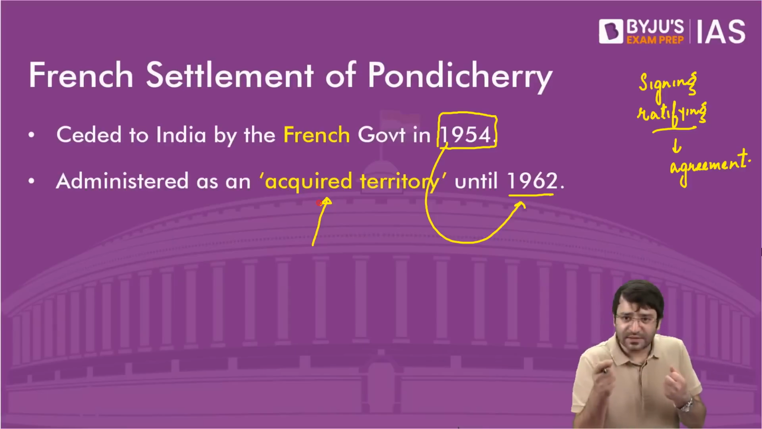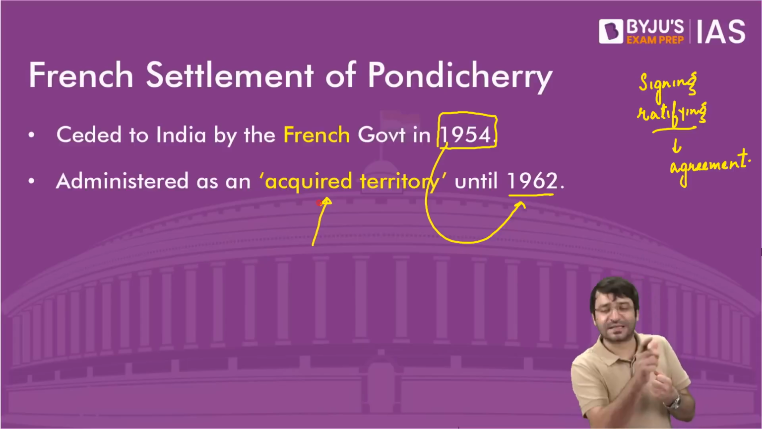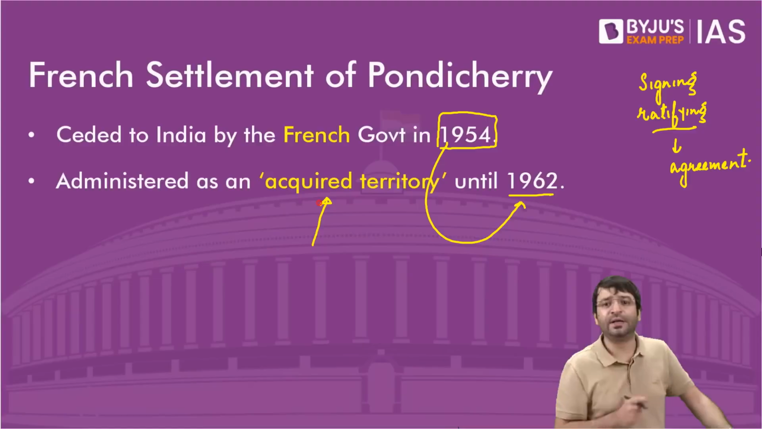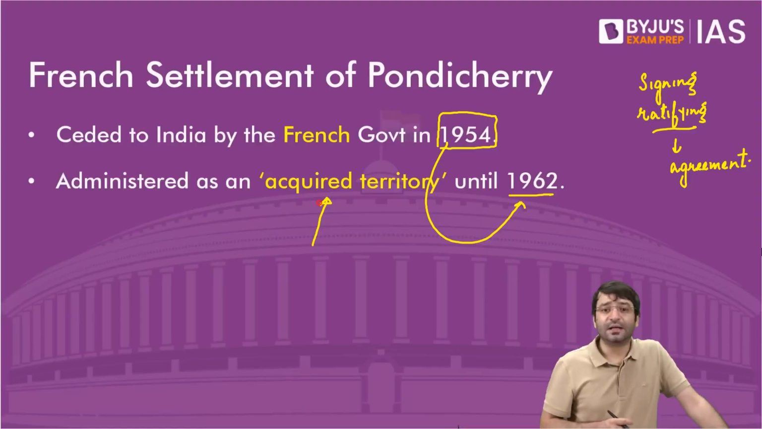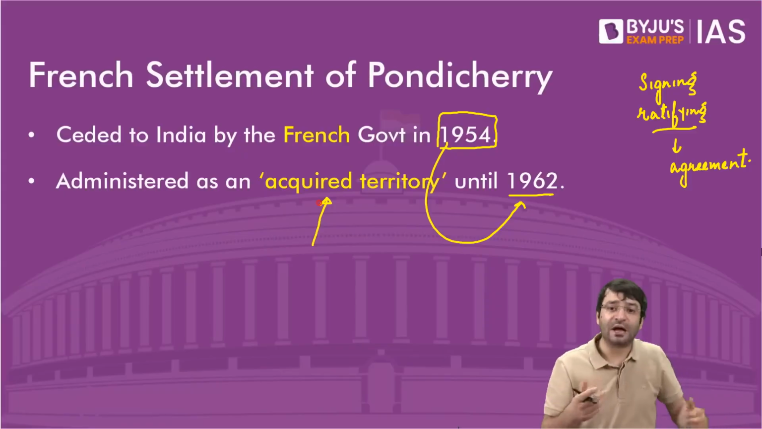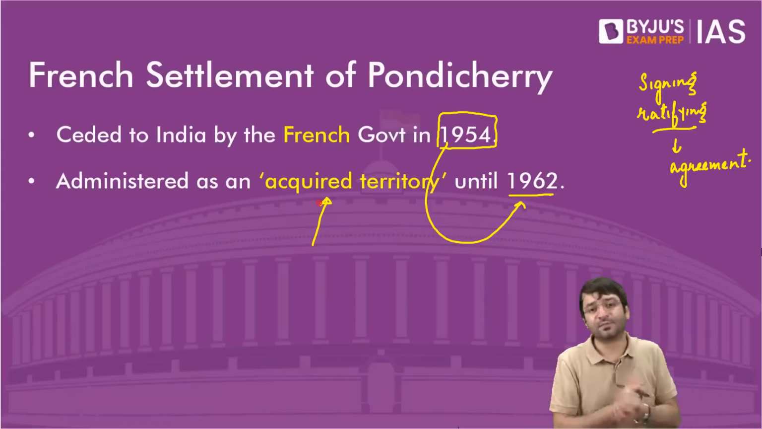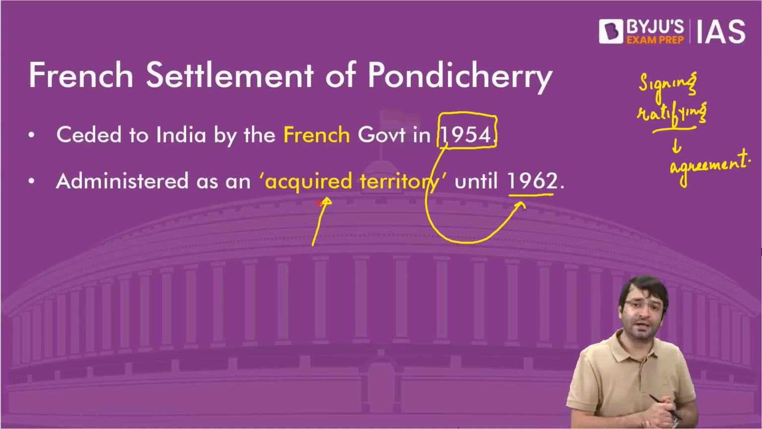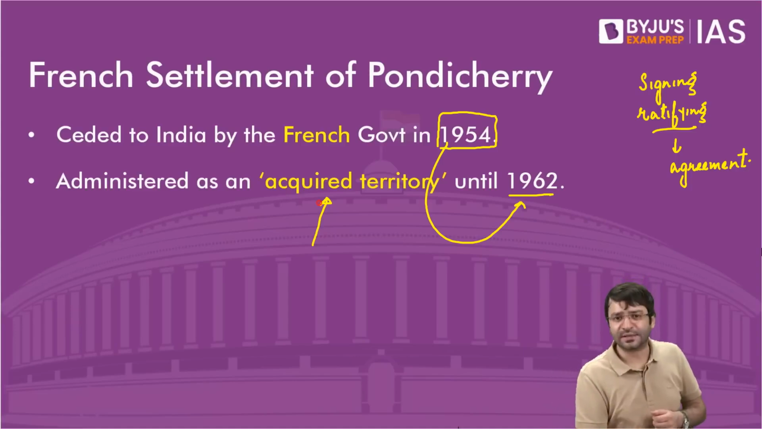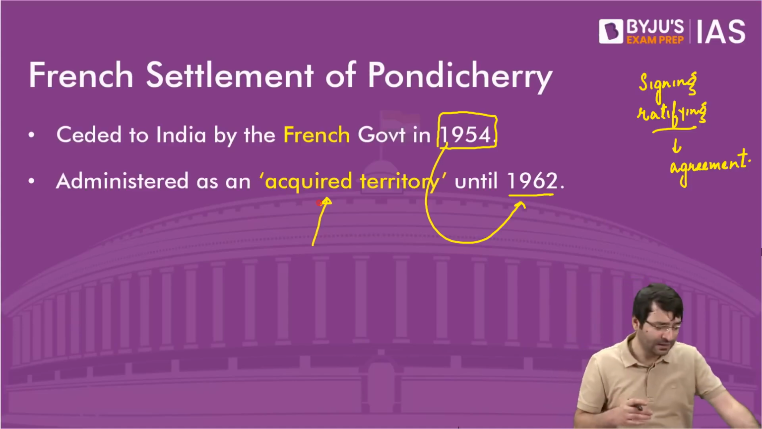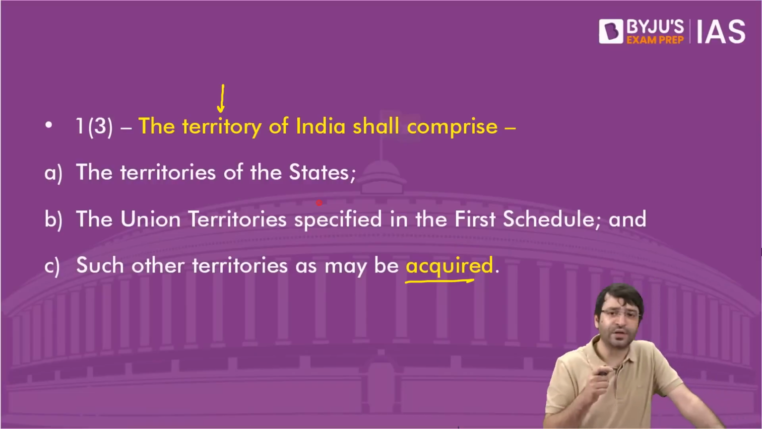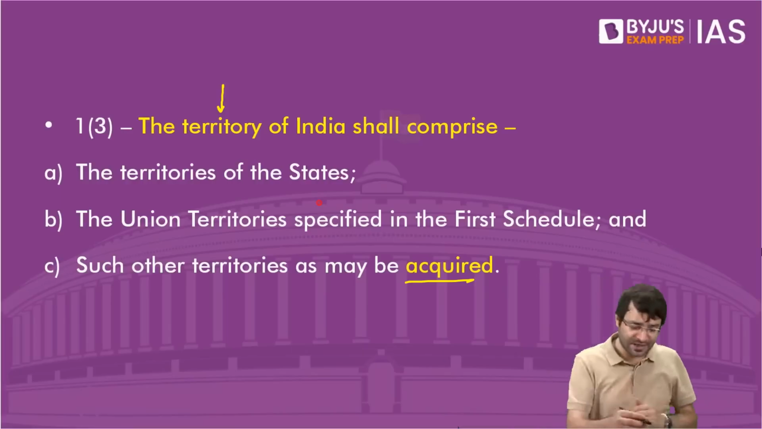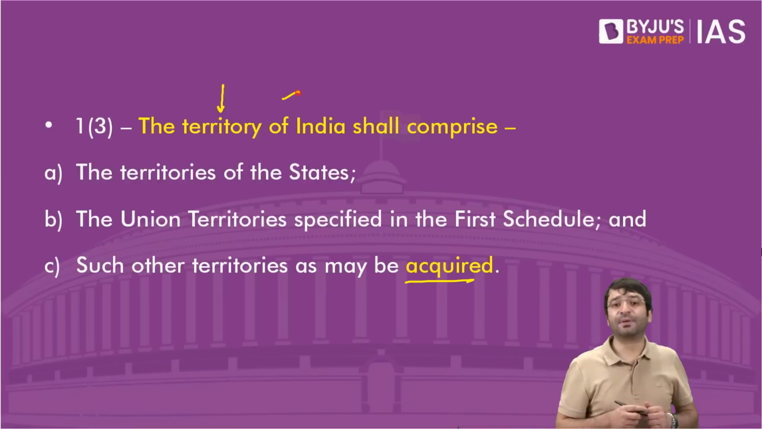But once the French parliament ratified this cession of Pondicherry to India, it is then that Pondicherry became a union territory. And it became the first union territory to have its own legislative assembly as well, which we will discuss in the chapter Union Territories. But here you need to keep in mind Article 1, Clause 3. Article 1, Clause 3 says the territory of India shall comprise.